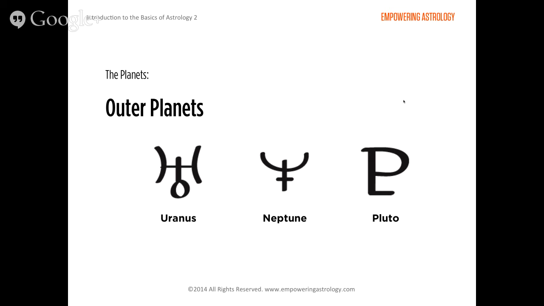Pluto rules Scorpio in the modern sense. In the traditional sense, Mars rules Scorpio. Pluto is a very powerful planet. I know that it's technically not a planet anymore in the astronomical sense, but you can't forget about Pluto, because Pluto is really that planet that's going to take you through a very powerful sense of transformation.